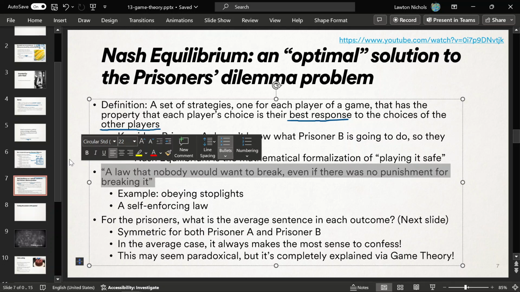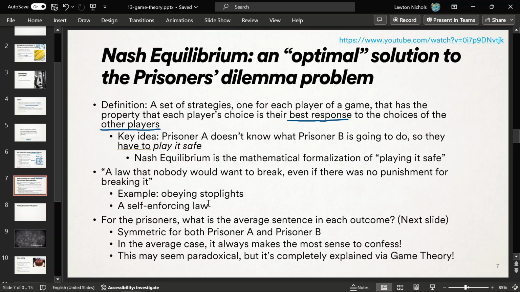So a Nash equilibrium is like a law that nobody wants to break, even when there is no punishment for breaking it. Here's a good example of a Nash equilibrium in real life: stoplights. We all obey stoplights, don't we? We all stop at a red light, we go when it's green. But for the most part, we'd get away with it. If we just ran every red light all day long, we'd mostly get away, right? There's hardly ever a cop nearby. So we would be fine.